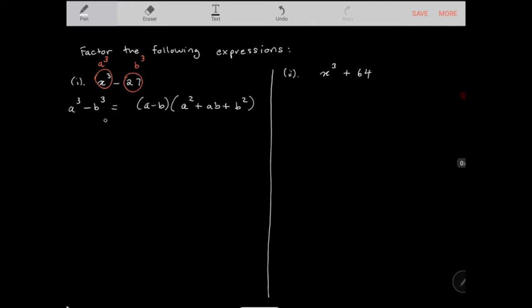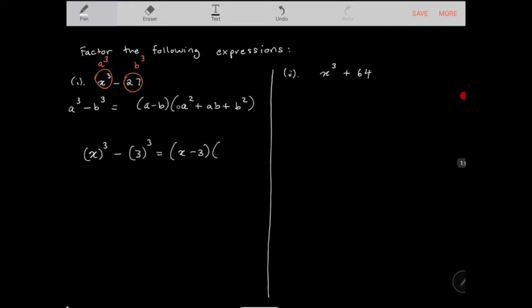So you can write x cubed, the cube root of x cubed is basically x. So you can write this as x cubed minus the cube root of 27 here is 3. So you can write this as 3 cubed. Using this template that we just wrote out, I'm just going to factor it. So first you write a minus b, which is basically x minus 3.